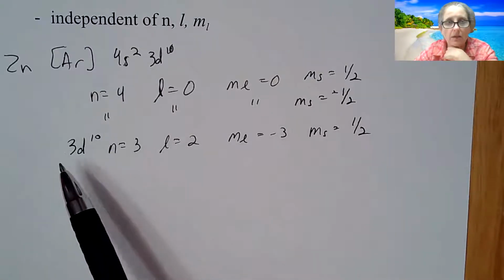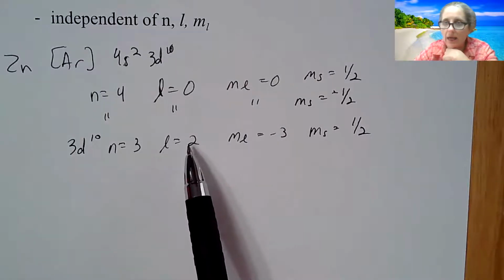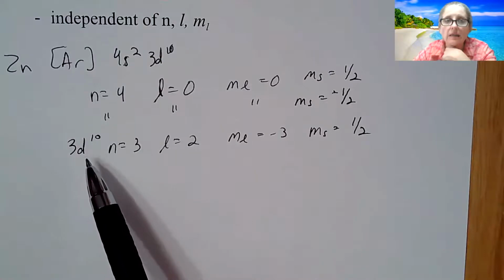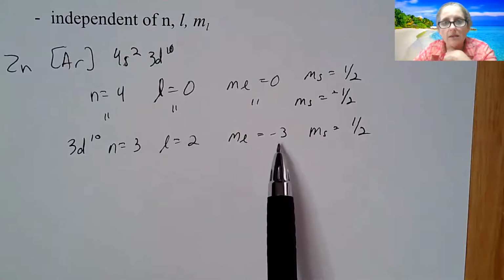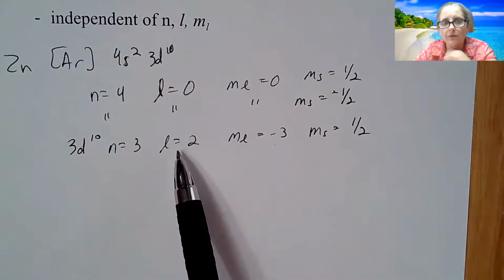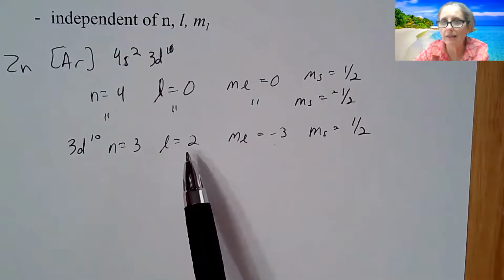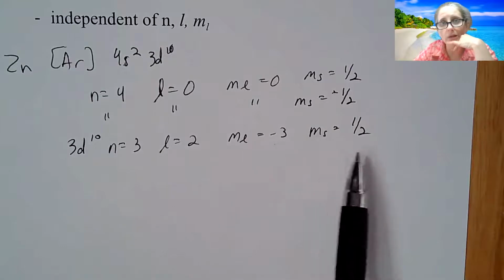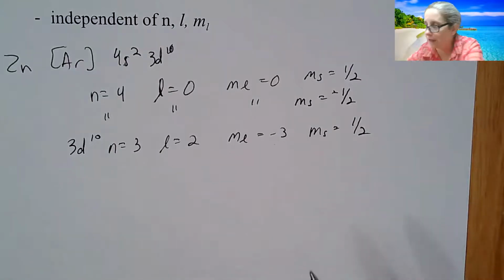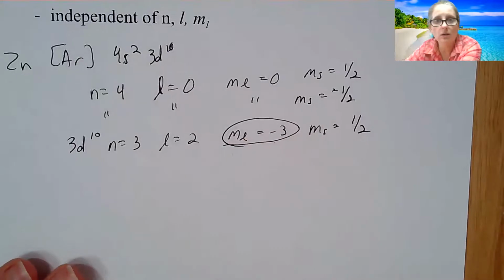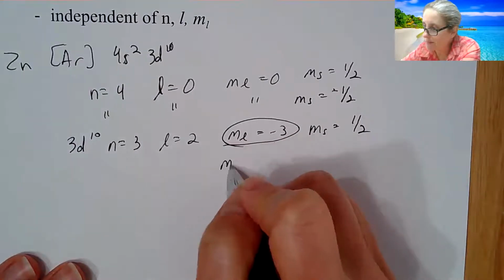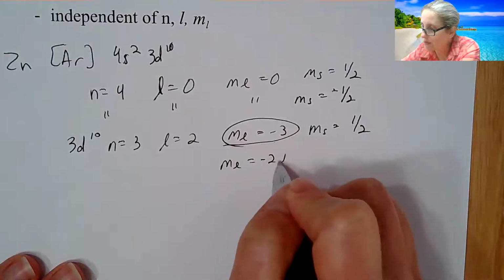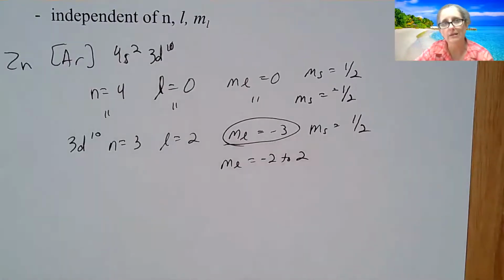Well, yes, it's in the 3rd energy level, so that's correct. l is corresponding to 2, so that is the d, that is correct. ml is -3 though. Well, for l of 2, ml can only be -2 to 2, so -3 doesn't work. ms of 1/2 is perfectly fine. So this is what is wrong with the set of quantum numbers. ml would have to be anywhere between -2 to 2 to be a correct answer.